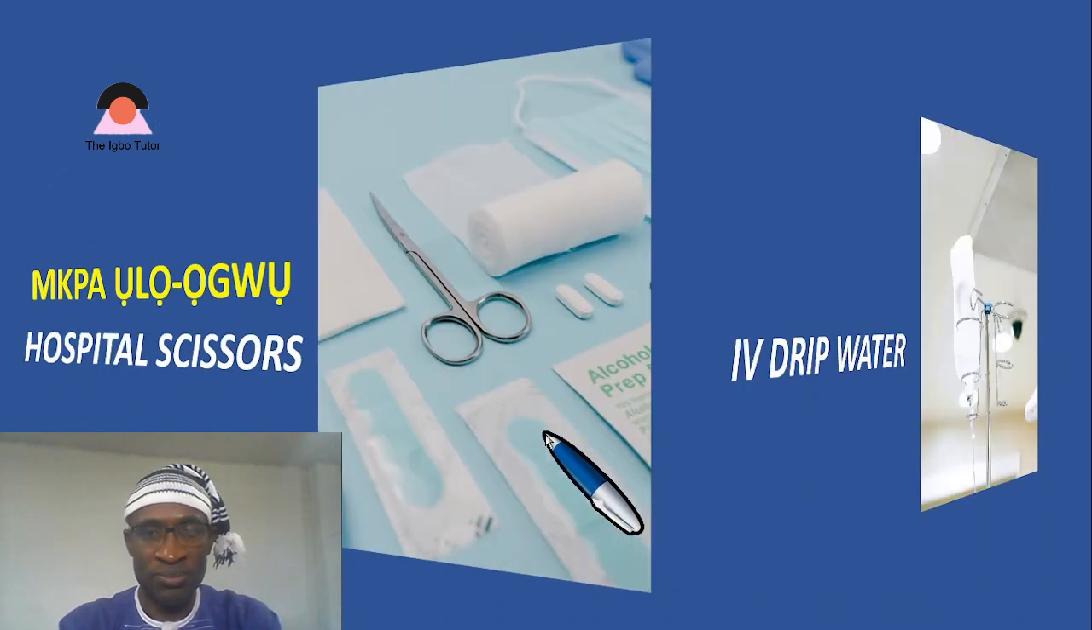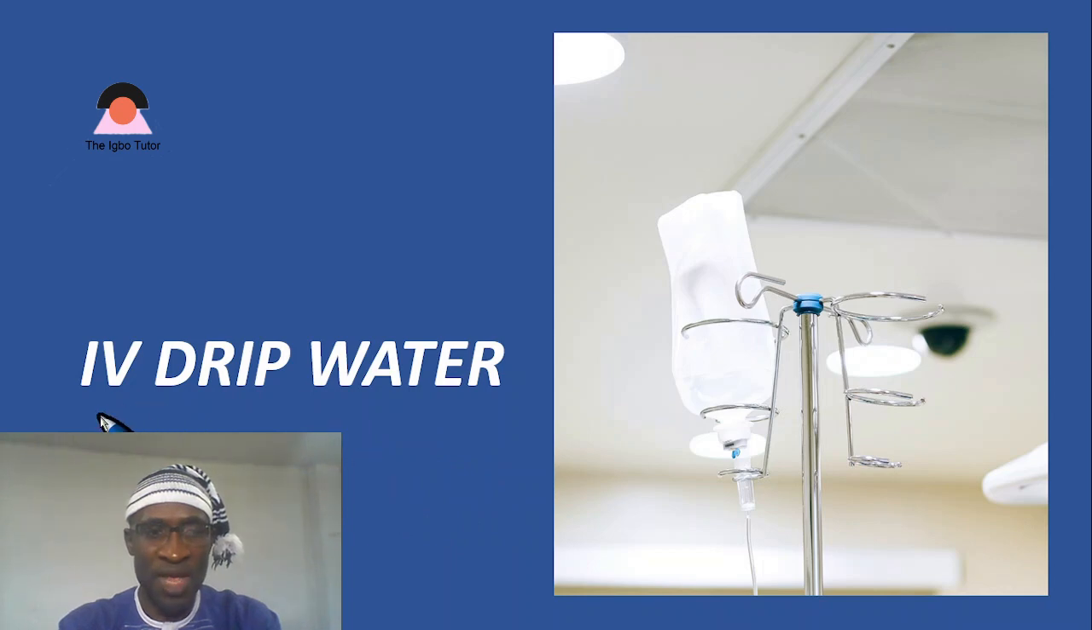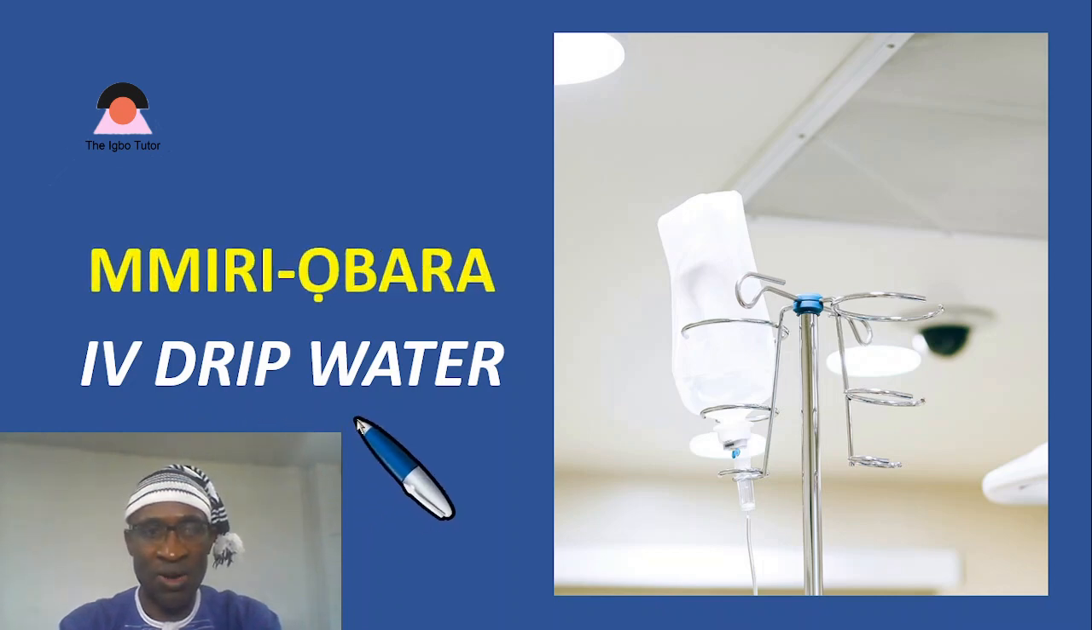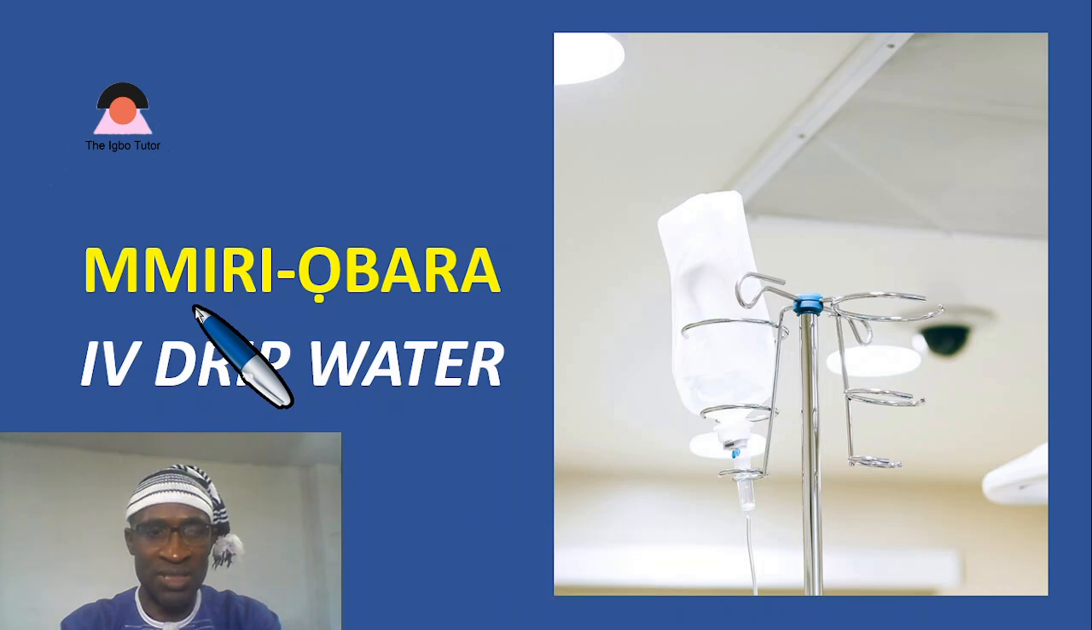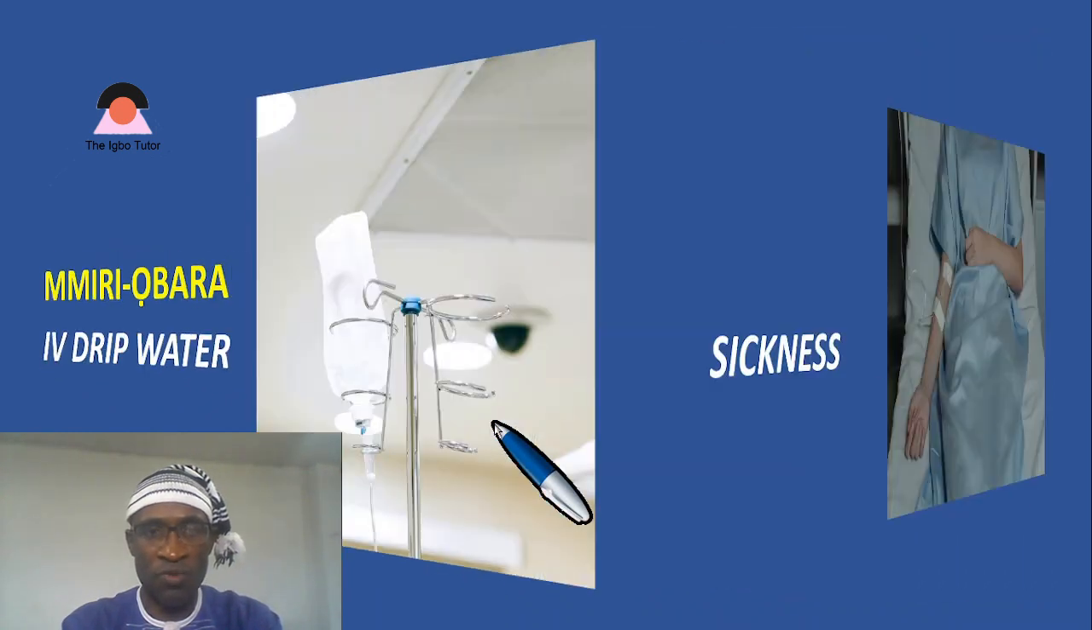We'll go on. And the next term is IV drip water. What is that called in Igbo language? We call it mmiri ọbara. Of course, you know by now, if you are following our teachings, that mmiri is water, while ọbara is blood. So mmiri ọbara is IV drip water. That's what we call it. Let's go on from here.